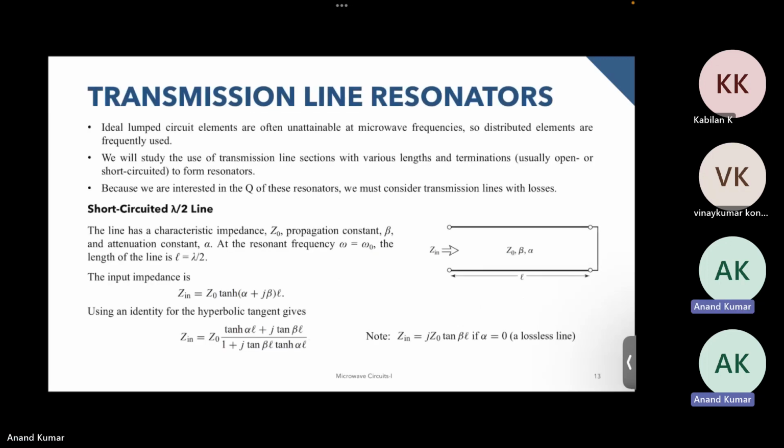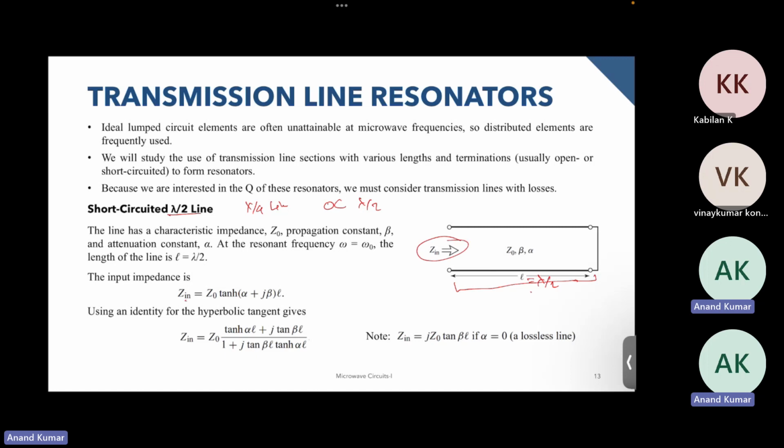Then we started with the transmission line resonators, where we discussed the short circuited lambda by 2 line, short circuited lambda by 4 line, and then open circuited lambda by 2 line. So for this, we took this transmission line section, where L is equal to lambda by 2, and we wrote the expression for input impedance.